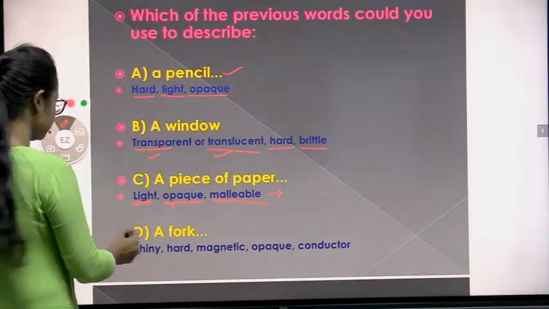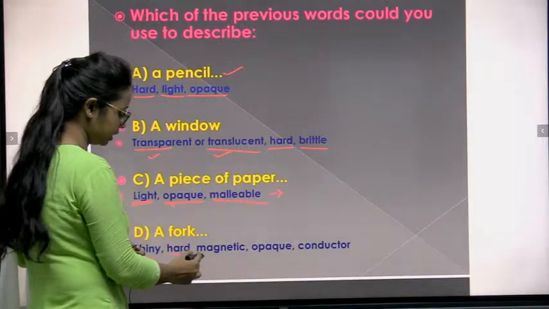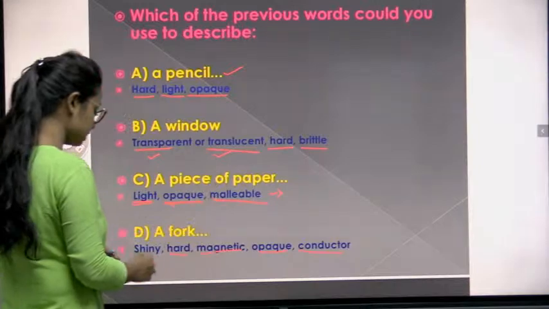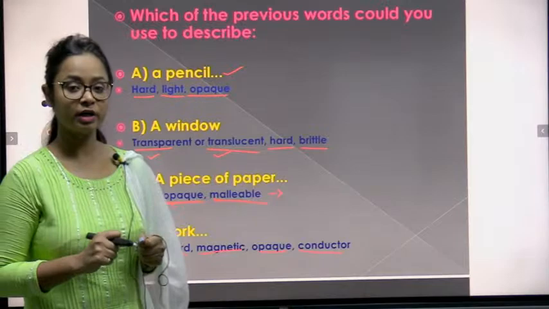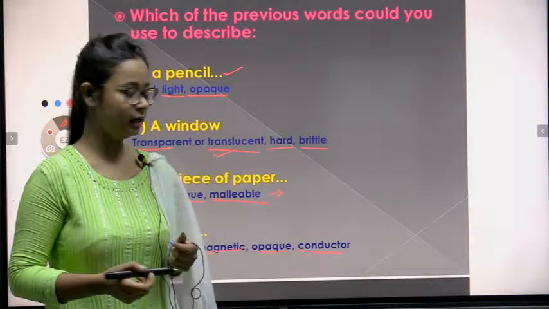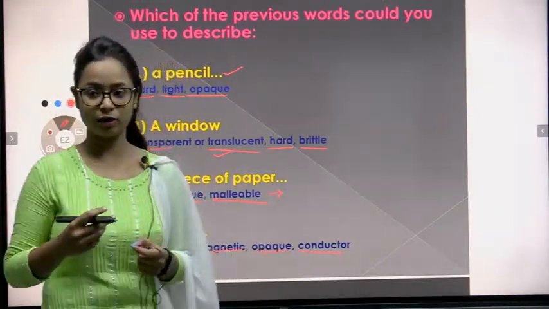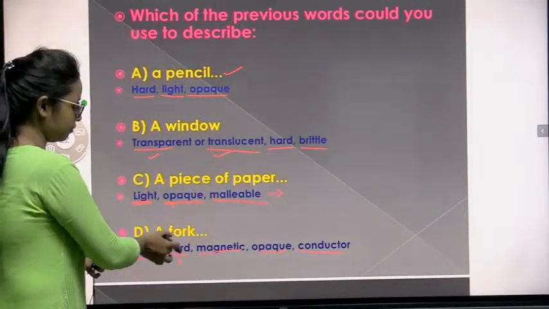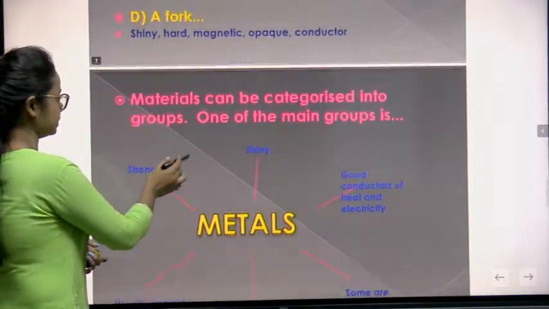Okay. Next is a fork. A fork is a shiny material, a hard material, magnetic, opaque, and a conductor. So there are five properties in a fork. Shiny, because it reflects light. Hard means you cannot easily bend it. Magnetic, it can easily be attracted to a magnet. Opaque, you cannot see to the other side. And conductor means, as I told you, that every metal is a good conductor of heat and electricity.